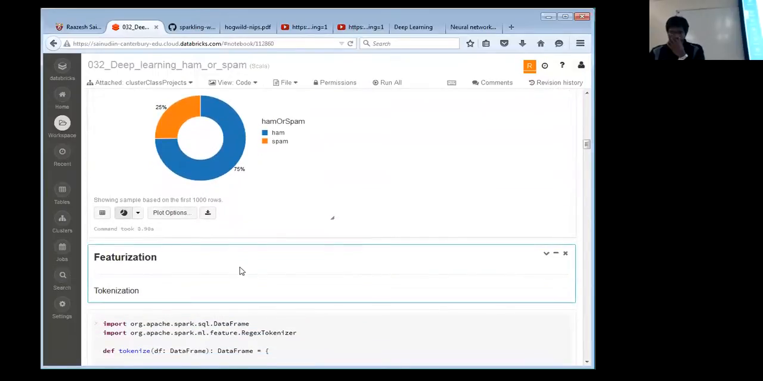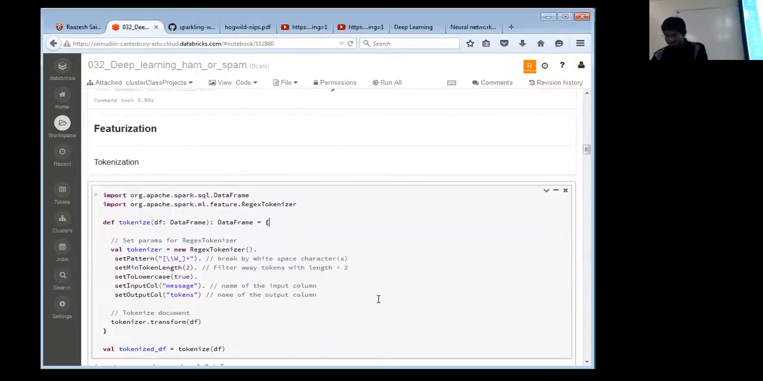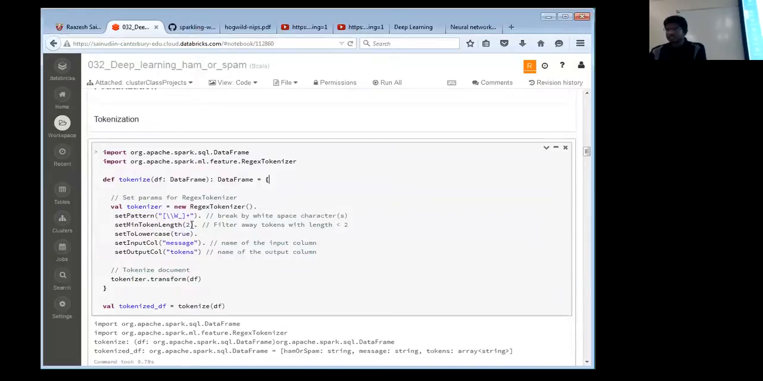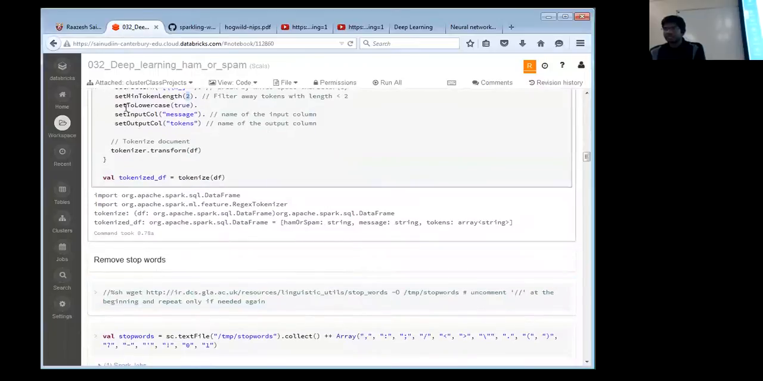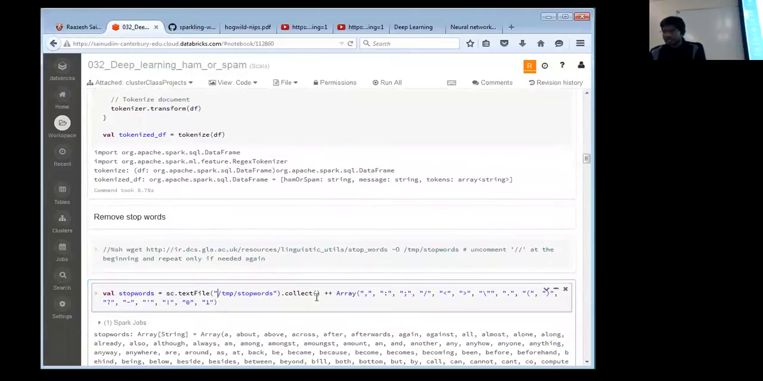Let's get to tokenization now. We have seen the regex tokenizer before. I'll just run this. We are splitting by white space, dropping words which are less than 2 characters in length, and also lowercasing it. This we have done before.